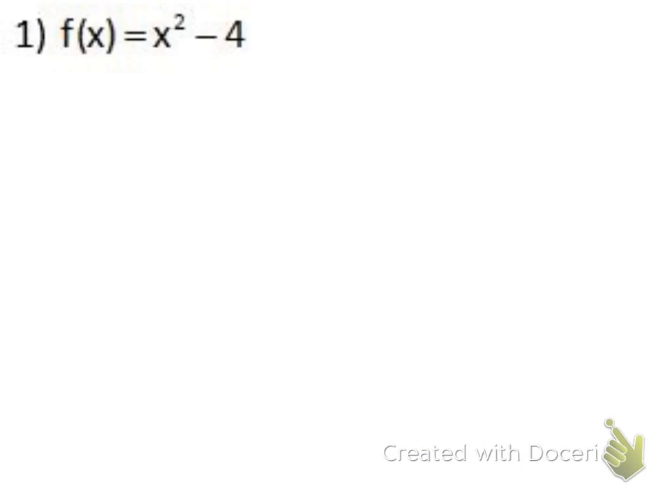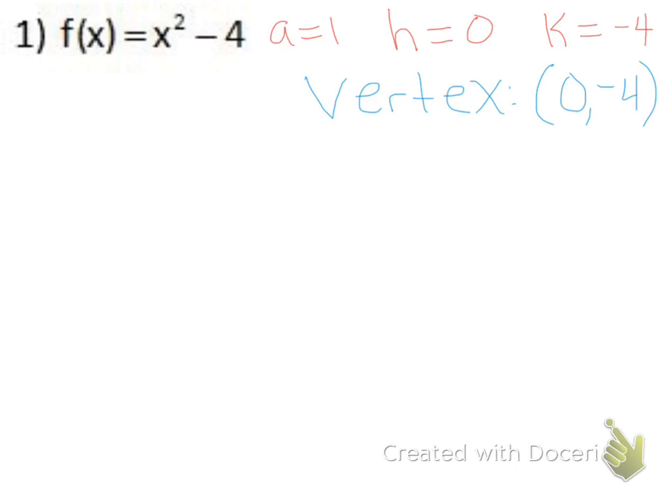Our first function is f of x equals x squared minus 4. Now we always want to start out these problems identifying what our a, h, and k values are. In this particular function, our a value is 1, our h value is 0, and our k value is negative 4. Now we know that our vertex in vertex form is always h comma k. So in this case, our vertex is 0, negative 4.